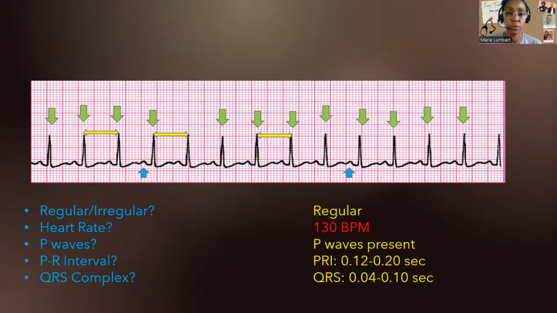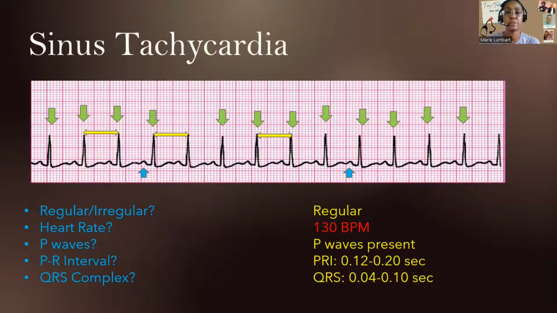We have one P wave in front of each QRS. The PR intervals are within normal limits, less than 5 boxes. And our QRS complex is nice and small, about 1 to 1.5 box wide. How would you interpret this rhythm? It's sinus tachycardia. So basically the SA node is firing at a rate more than 100 beats per minute.